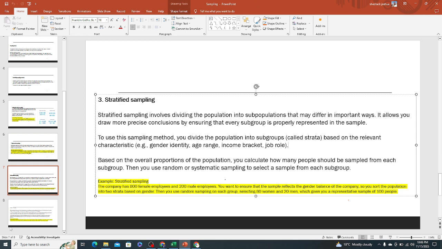So in this case we are saying that based on the overall proportion of the population, you calculate how many people should be sampled from each subgroup. Then use random or systematic sampling to select a sample from each subgroup. Okay?